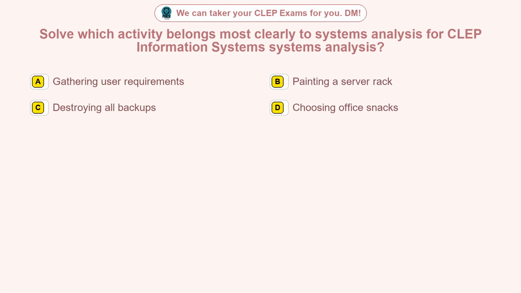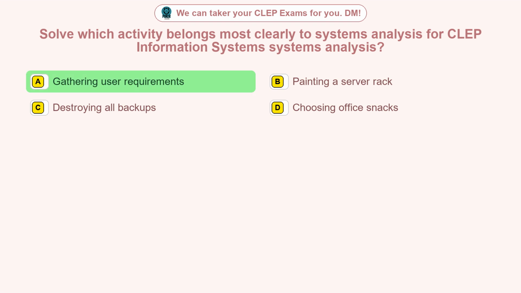Question 66. Solve which activity belongs most clearly to systems analysis for CLEP Information Systems analysis. Option A. Gathering user requirements. Option B. Painting a server rack. Option C. Destroying all backups. Option D. Choosing office snacks.